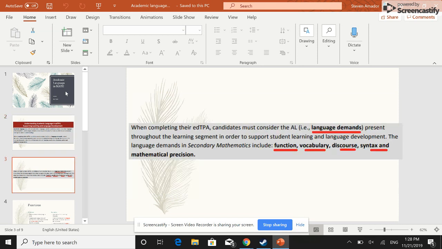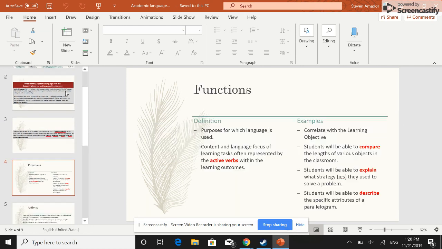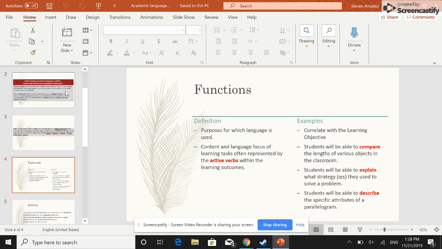And we're going to go through all of them. Again, there are five components. So functions, this would be the language functions. As you can see, these functions would correlate with the learning objective and would go in the language function of the lesson plan template. The definition is the purpose for which the language is being used, and they're usually in the form of active verbs.